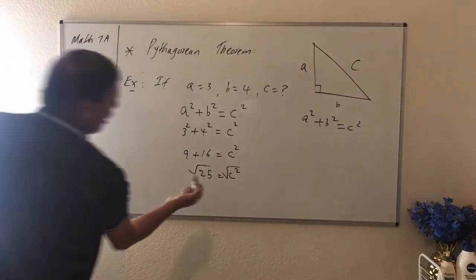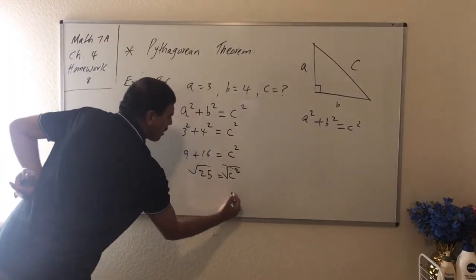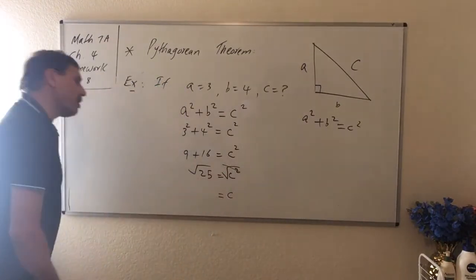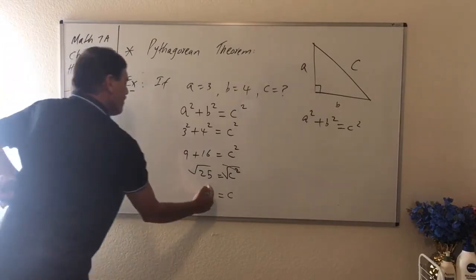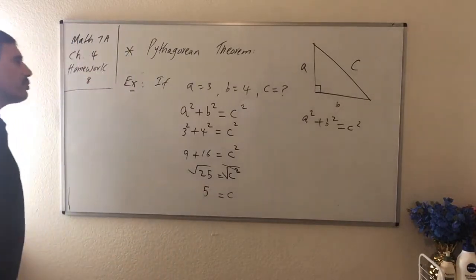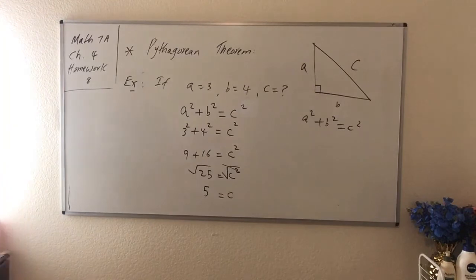In this case, the square and the square root cancel. What's left over is just C. The square root of 25 is 5, so that is the answer. If A is 3 and B is 4, the value of C is 5.